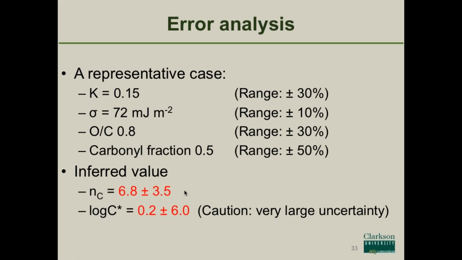Number of carbon, in this case, 6.78 plus or minus 3.5, so it does have significant variation. C star actually has a pretty large uncertainty, so I must caution that inferring this value is not very accurate, but it's informative in a semi-quantitative way.